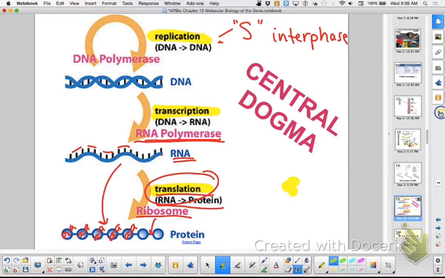Ping pong back and forth. Whoever's going to start first, go. Nucleic acid language and protein language.